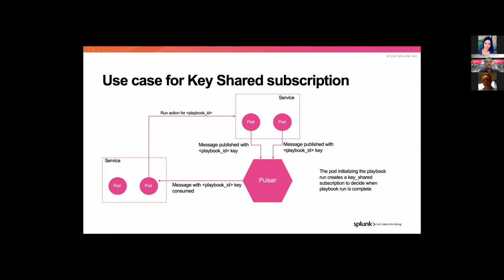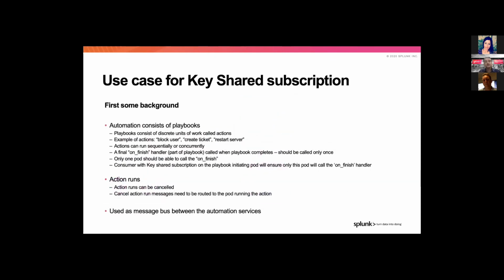So if we had used some other subscription type here, the requirement was that the same pod that triggers the playbook run should ideally be getting the messages of each of the action runs, and that is necessitated by the need for this on-finish handler. So we did not want the possibility that two actions finish concurrently at the same time and reach two different pods, and each of the pods try to call the on-finish handler.